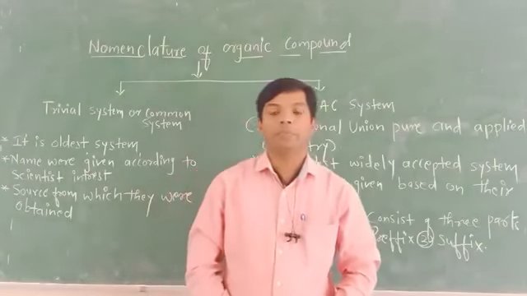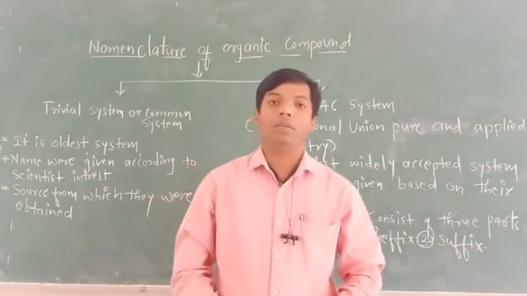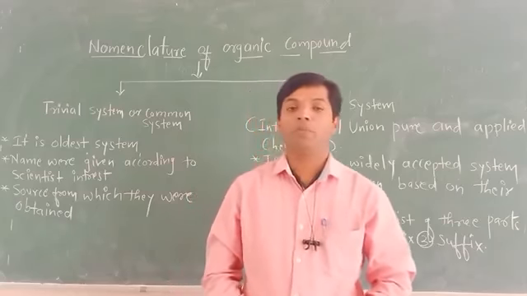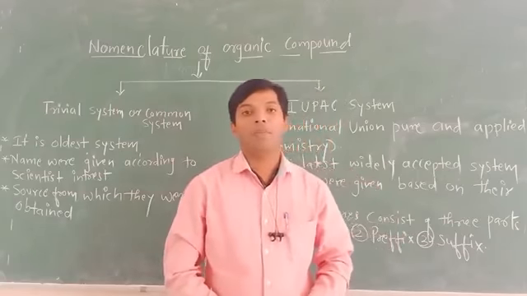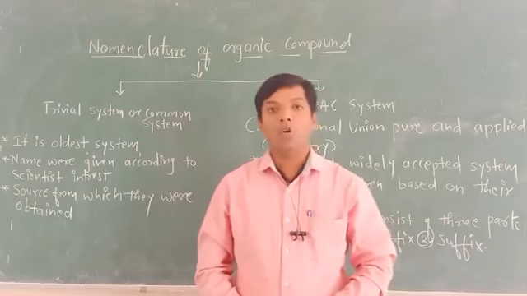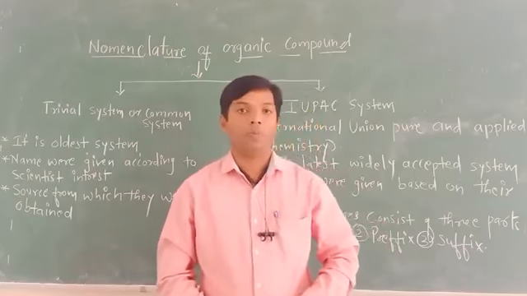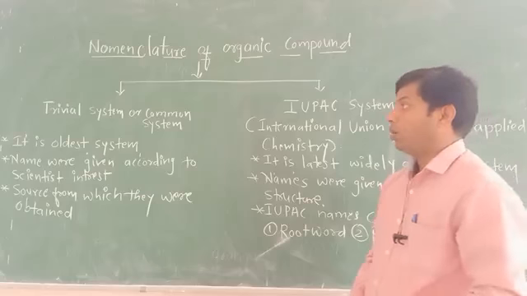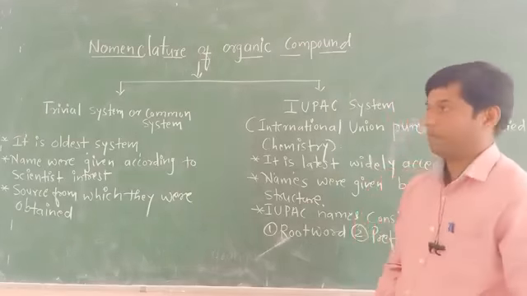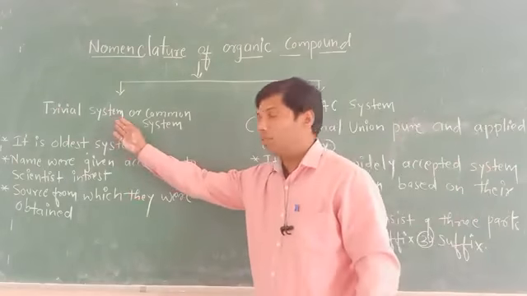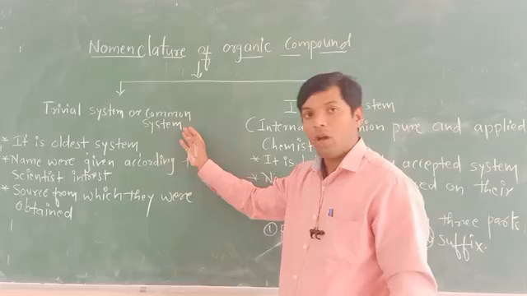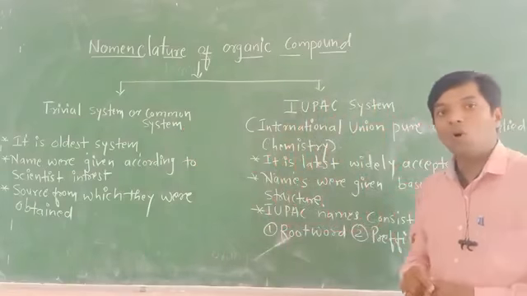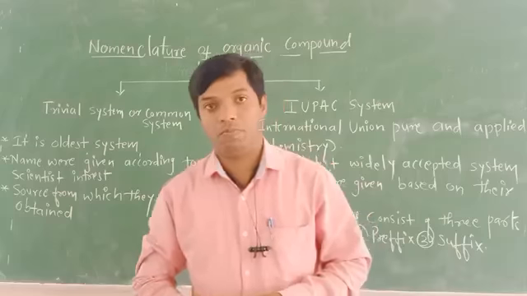Hello dear students, in the last video we have seen the bonding representation of the organic compound, and today we are going to study the next part from your syllabus, that is nomenclature of organic compound. Basically, nomenclature of the organic compound mainly are two types. One is the trivial system, or also it is called common system, and second one is called IUPAC system.